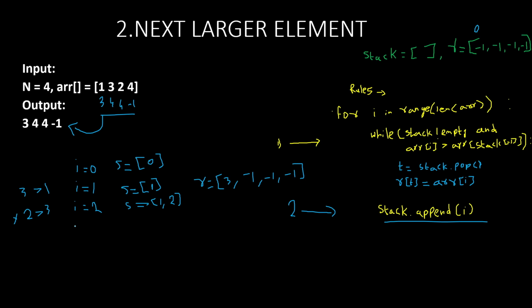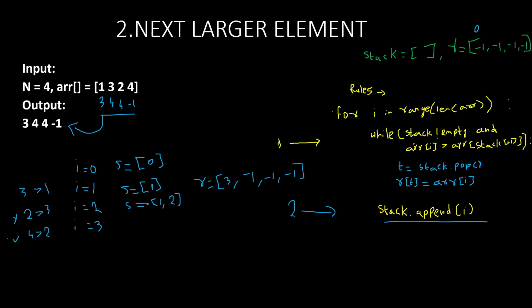Now coming to the I equal to 3 part. Here you can see, again implement this rule. The stack is not empty, but we have to check this condition: is array I greater than the array of the stack position? Let's check that. Array I at this point, 0, 1, 2, 3, is a 4 value here. Is 4 greater than the stack value, which is 2 here? The last position is 2 in the stack, so we take that position inside the array, and for that position we have 2 here. So this condition is true now.